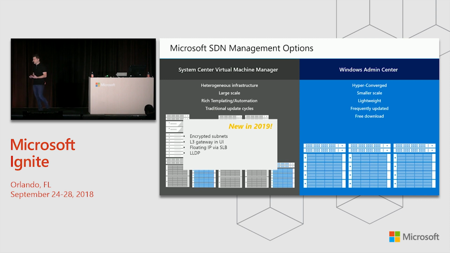VMM does have a few new things related to SDN as well. They had a session yesterday where they talked about some of these. They've added support for encrypted subnets. It's very easy to turn on encrypted subnets. They've added layer 3 gateway configuration in their UI. So now you can actually set up your virtual network to talk to a VLAN without using any PowerShell. So that's a great thing, really makes things easier. They've added support for floating IP via SLB, so you can have a cluster. With the right settings, you can float that IP using an SLB VIP. And they've actually added support for LLDP as well. So your host connections, they enable LLDP, they listen to the events coming through it, and then they'll show that port information from the switch through LLDP and make that available to you. So they have a great set of tools there as well in 2019.